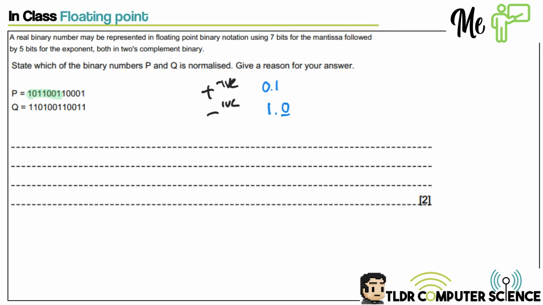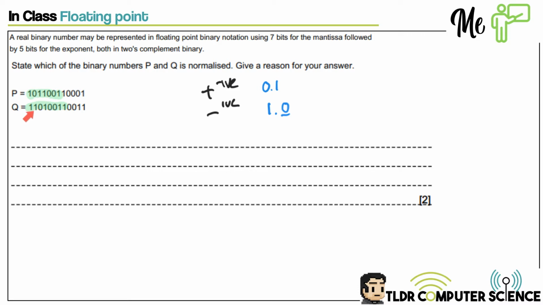And we do the same with Q if I go across. And what do we see? It's 1, 1 at the beginning, indicating that it's 1.1. So what kind of number is it? It's not normalized because it has to fit one of these, either 1.0 if it's negative or 0.1 if it's positive. 1.1, not allowed. So it means it's not normalized.